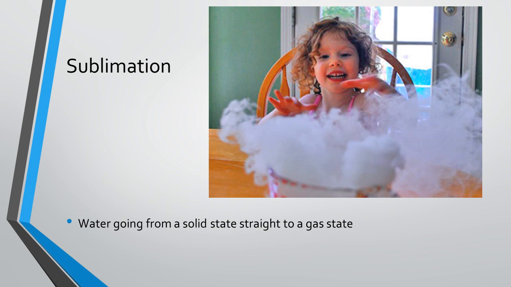Next is sublimation, which is water going from a solid state straight into a gas state. An example is ice to water vapor, which turns directly to water vapor without first transitioning into a liquid, and is referred to as sublimation. In fact, any solid that turns into a vapor without going through the liquid phase can be said to sublime or sublimate. An example of this is dry ice.